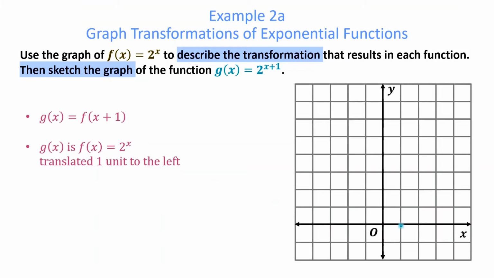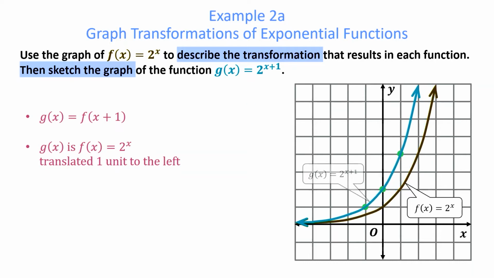So here we have the graph of 2 to the power of x with an intercept at (0, 1), and we'll now put in some points that are translated 1 unit to the left, and I can sketch my graph of g of x in red as shown.